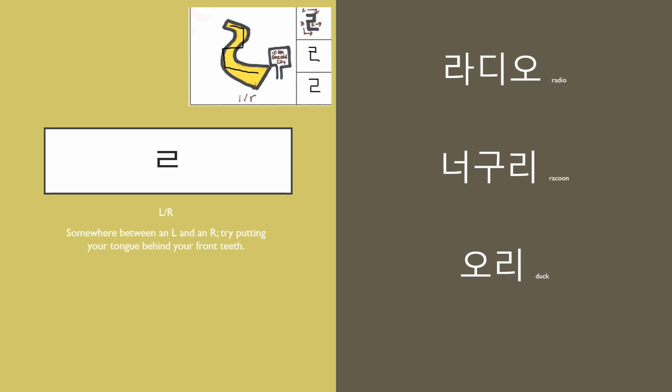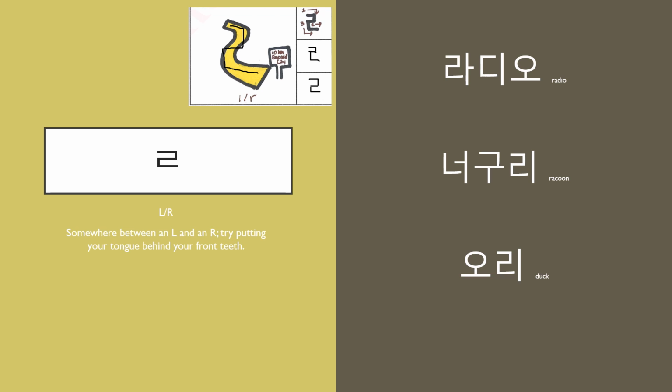This sound is somewhere in between an English L and an English R. It does depend a little bit on where it is in the word, but once again, that'll come with more practice. For now, you can try to put your tongue behind your front teeth, and that should help quite a bit. The English word road pronounced with the Korean L/R would sound like 로드, 로드.